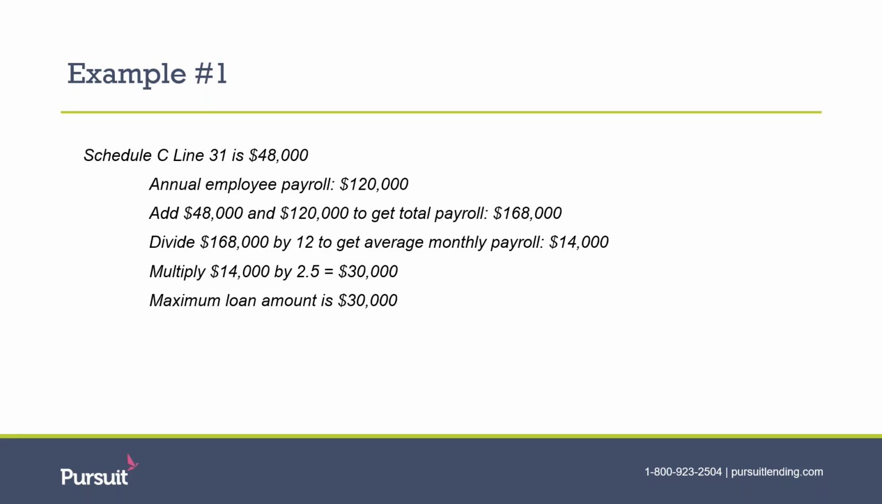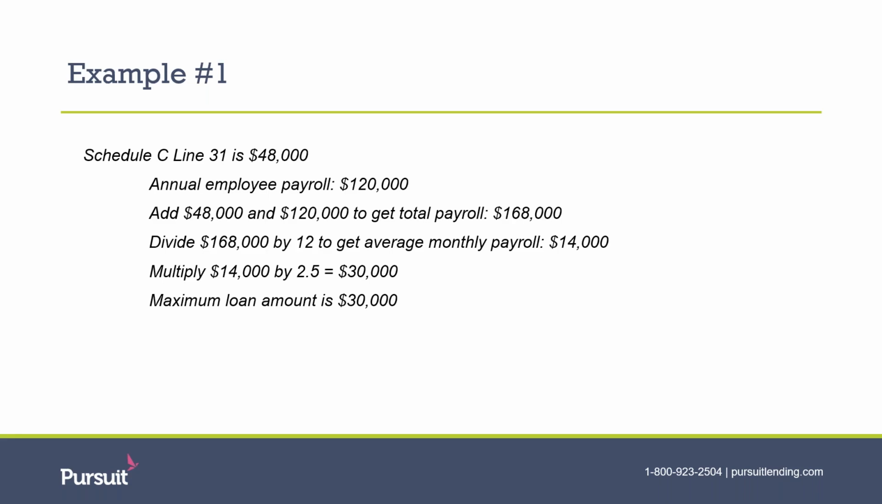We're going to start with our Schedule C net profit on line 31, which in this example is $48,000. We then calculated our annual employee payroll at $120,000 based on those tax forms and third-party payroll records. We're going to add these two numbers together to get the business's total payroll for purposes of calculating the PPP maximum loan amount. In this example, this adds up to $168,000.